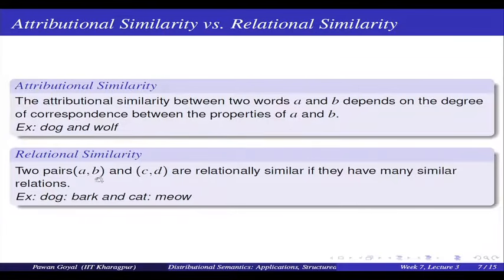And what is relational similarity? That is slightly different. Now I am talking about pairs. I have two pairs, A, B and C, D. Are they relationally similar? That is, how many similar relations do they have? An example would be one pair being dog and bark, the second being cat and meow. Do dog and bark share a similar relation as cat and meow? So this is a different type of task.